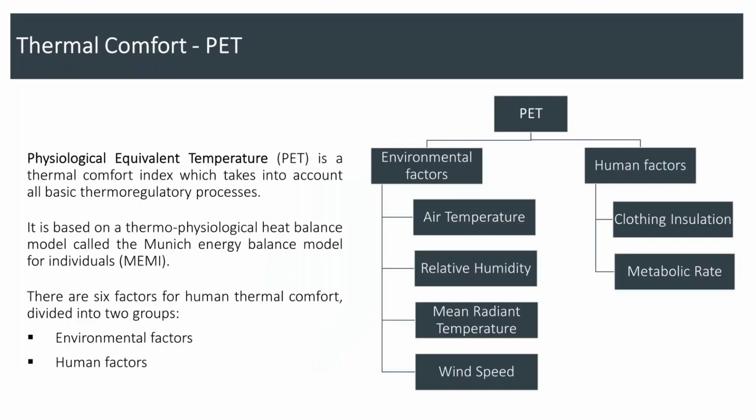The thermal index used in this study is the physiological equivalent temperature, PET. It was used to assess the effect of urban microclimatic factors on the human body. This index takes into consideration the human and environmental factors. This included mean radiant temperature and the metabolic rate.